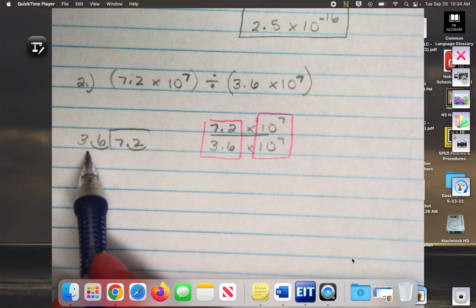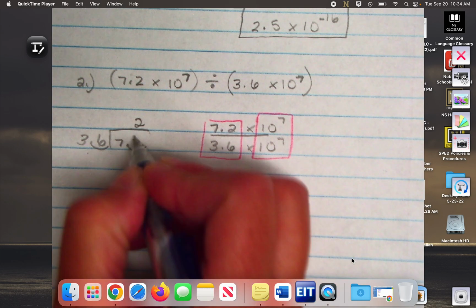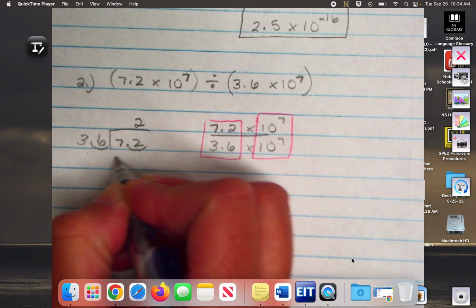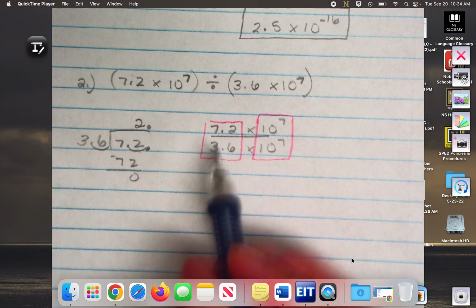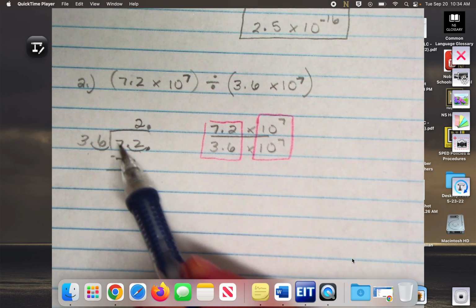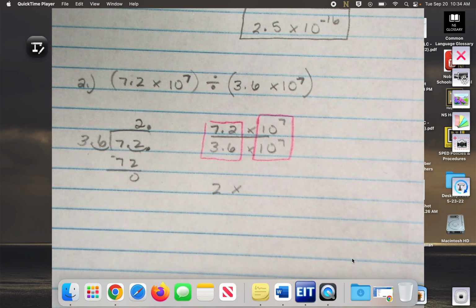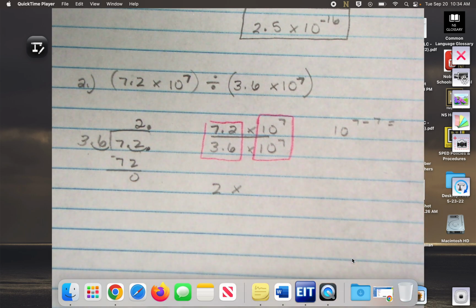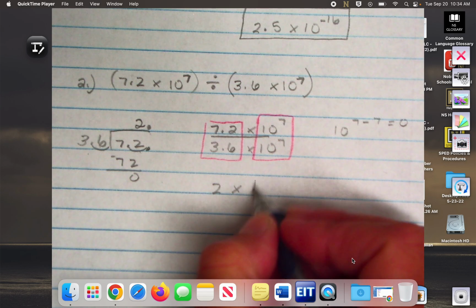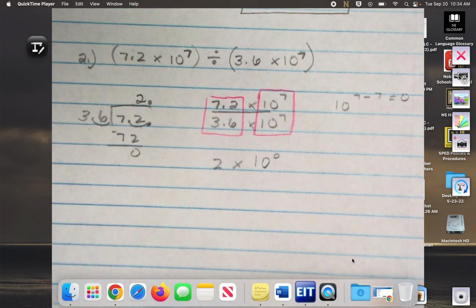How many times does 36 go into 72? Twice, which makes it easy. Remember I moved my decimal here, so it's just 2. Right, because I had to move it here, so I move it on the outside. So I have 2 times, and then 7 minus 7 equals 0. So I could say 2 times 10 to the 0.